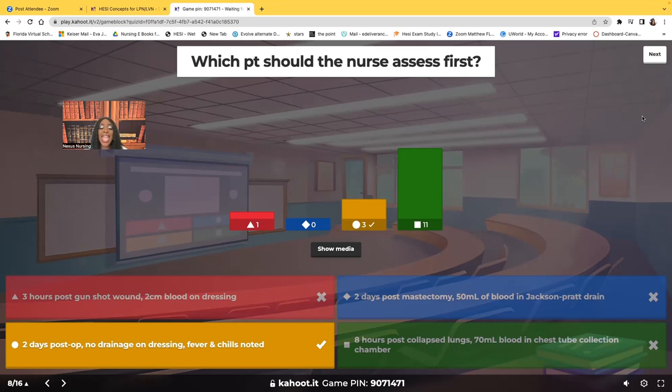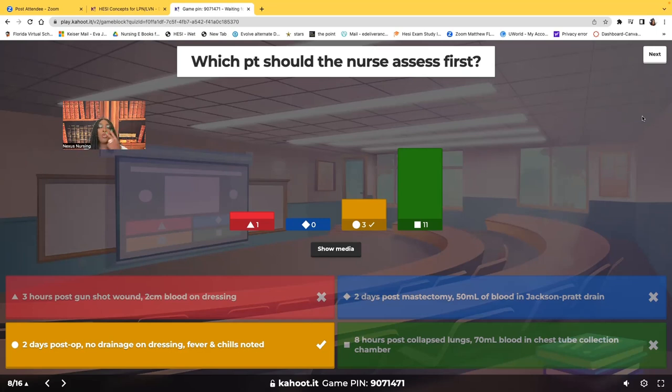And last, 8 hours. So it's been 8 hours that the patient had a collapsed lung. First of all, the minute you see collapsed lung, you know they're going to be on a chest tube, right? So it's been 8 hours post collapsed lung and there's 70 mLs of blood in the chest tube collection chamber. Between that and your patient that just had surgery, fever and chills, you're going to go to the one who has fever and chills because we're not expecting to see fever and chills. But that patient who had the collapsed lung, we're expecting to see some blood.